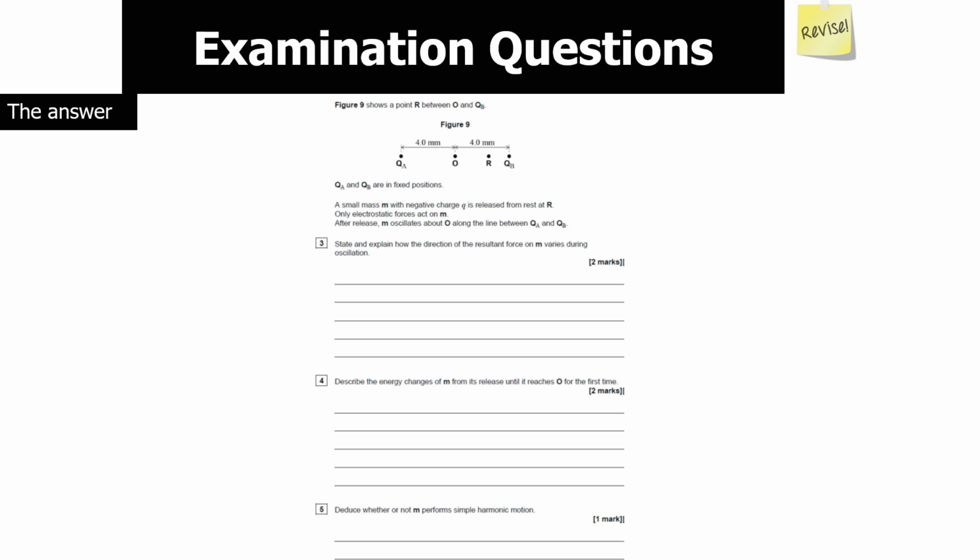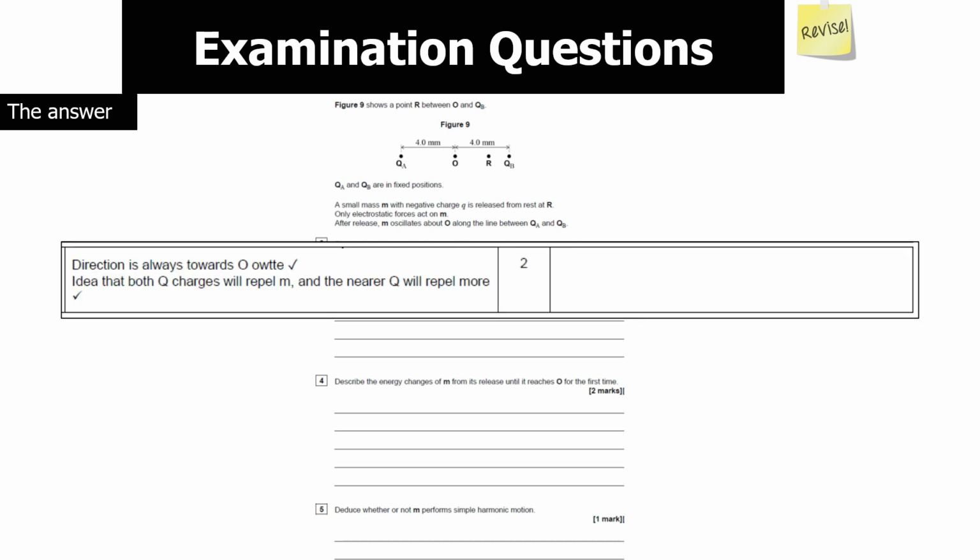Right, so this question is a very standard question for paper 2 because it links two topics together, the electrical field strength and simple harmonic motion. So for the first one, state and explain how the direction of the resultant force on M varies with the oscillation. Well, the direction is always acting towards O. That's because the Q charges will both repel M, and the nearer it is to Q, the more it will repel, so it will always be pushed towards O.